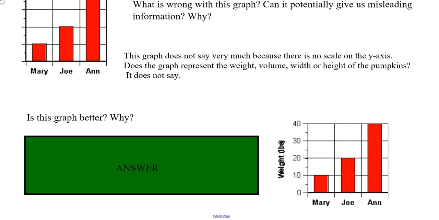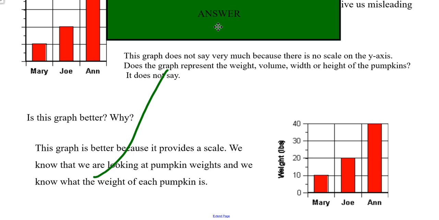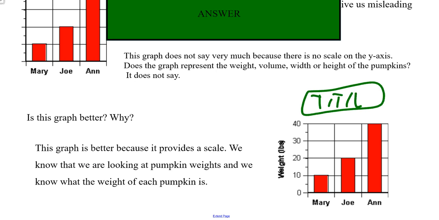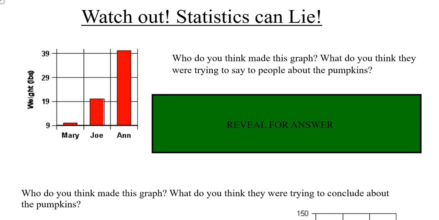What about this one? Is it better? What are your thoughts? This graph is much better because we have a scale. We know that we're looking at pumpkin weight, and we could see what the weight of each pumpkin is. Probably the only thing I would like to see is, right here in this space, a nice title.